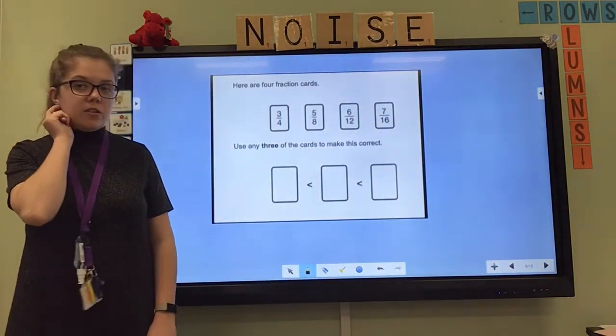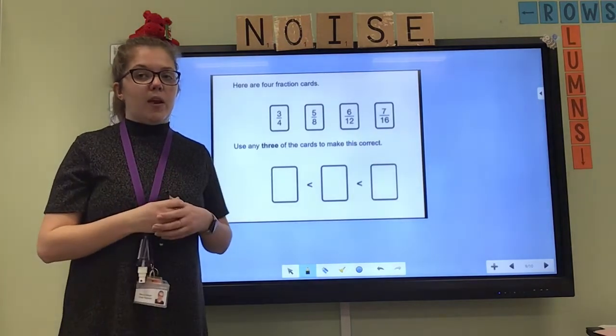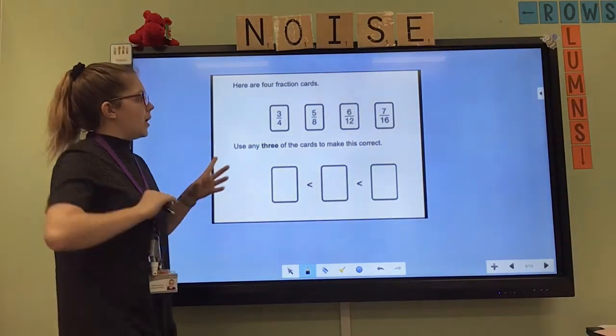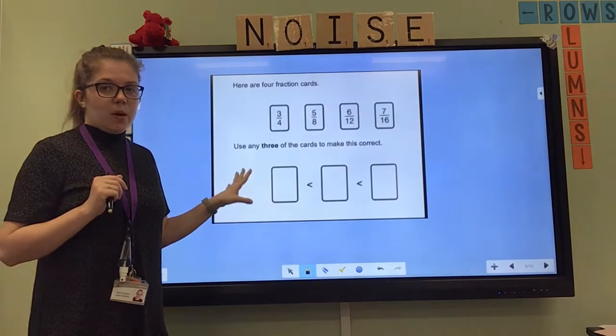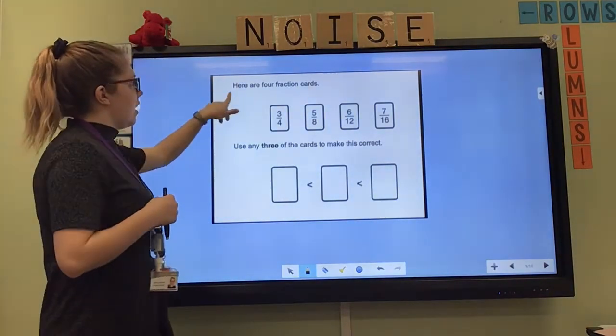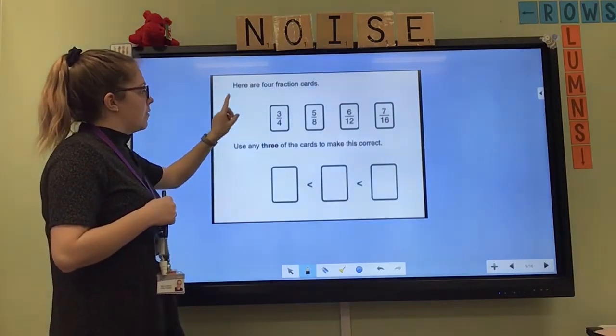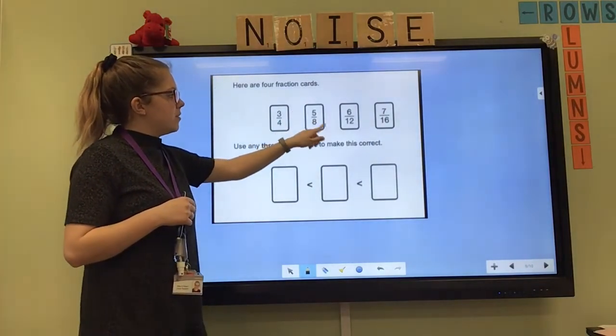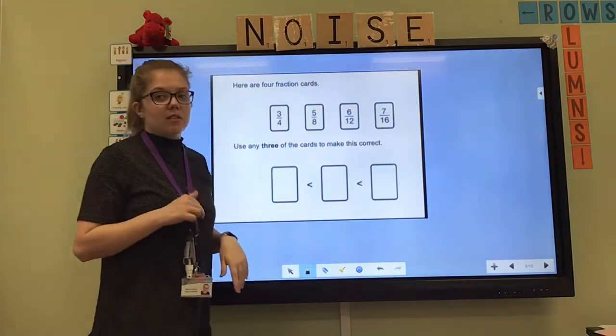Well done if you started to use the trick and it started to get a little bit easier to compare those fractions. Now we're going to look at a sort of test question, how you would be asked to compare fractions in a test. And it says, here are 4 fraction cards. I've got 3/4, 5/8, 6/12, and 7/16.